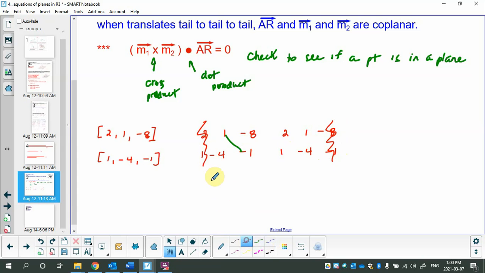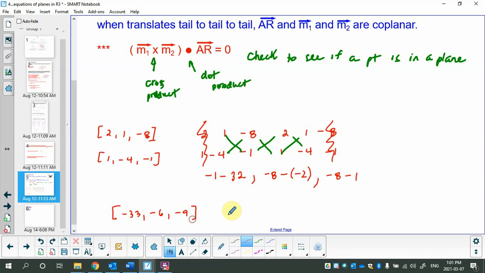So down to the right, minus down to the left. Down to the right, minus down to the left. Down to the right, minus down to the left. So the result of that bracket is vector negative 33, negative 6, negative 9.